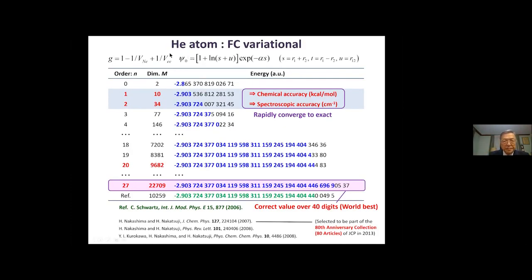This is a helium atom. This is the G function. Psi 0 is the electron-nuclear potential, the electron potential is minus, therefore this is always positive. And this is psi 0 first. To first order, we already get chemical accuracy. Second order, spectroscopic accuracy, and very quick convergence. And on the 27th order, we get this. At that time, Professor Schwartz gave a very clever solution of the variational calculation, and up to here, correct. But from here, lower than this, so up to here, more than 40-digit accuracy was obtained.